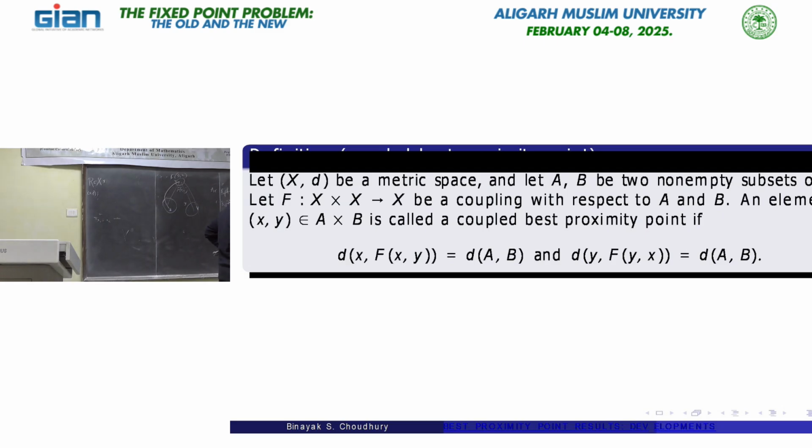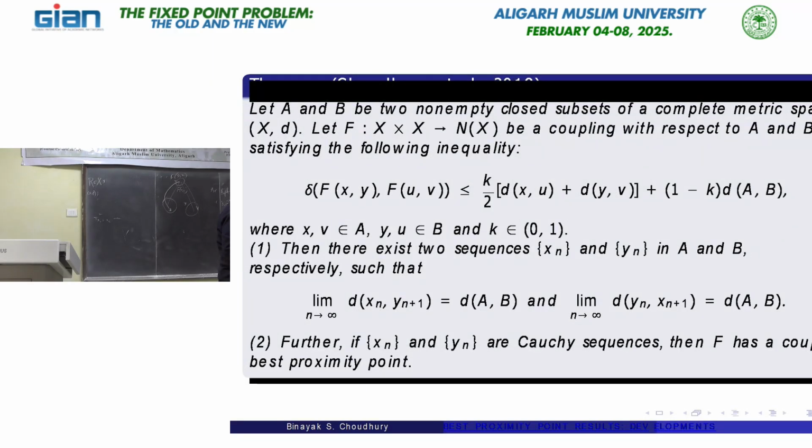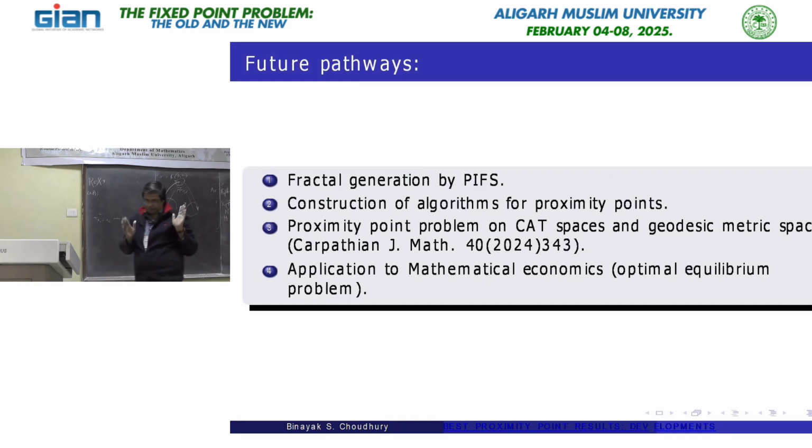This is an example for the result. This was in 2018. As you can see, by mimicking the result of Li and Biramani, this could be done for the coupling, and that too for multivalued coupling. But we have used delta distance, not h, in this particular case.